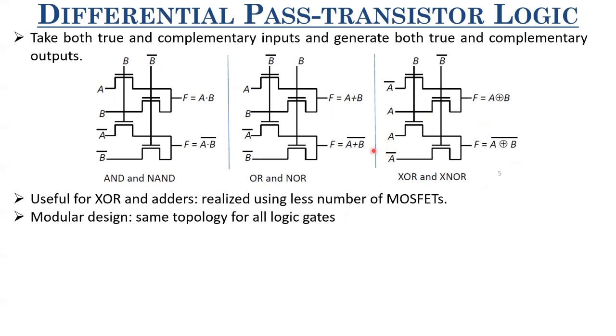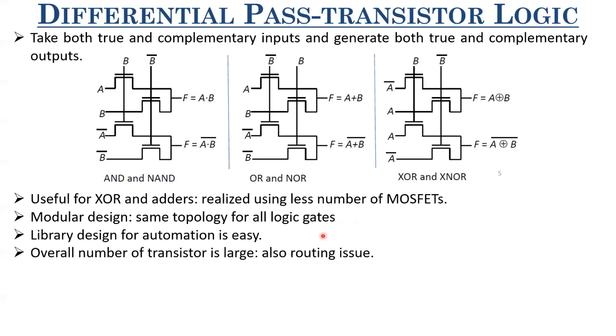And the best part is, you see all the gates look the same. It's only the combination of inputs that's changing. So the same topology for all logic gates. It's a modular design. Even the layouts would look almost the same. And library design for automation also becomes very easy, right?